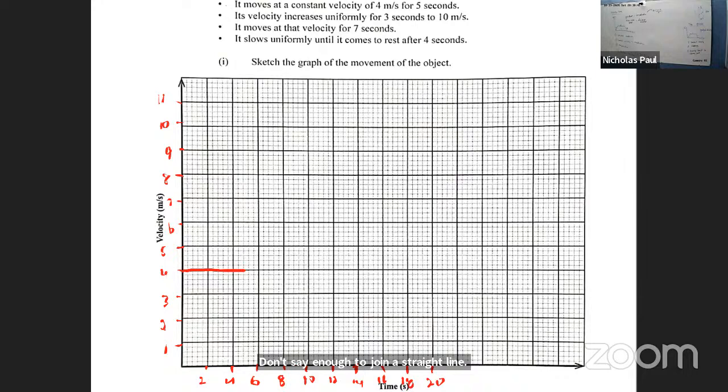Alright, draw that first. Are you okay with that one line? The first part, are you okay with the first part there?